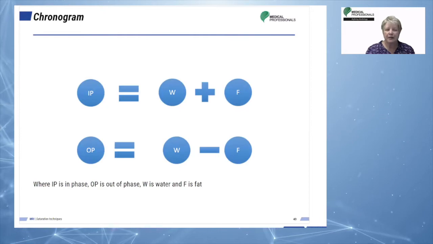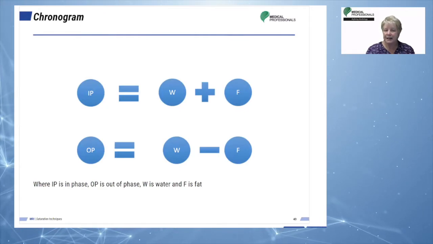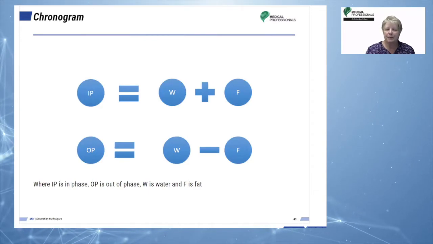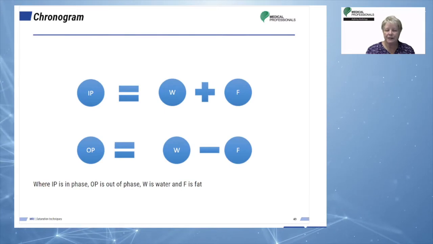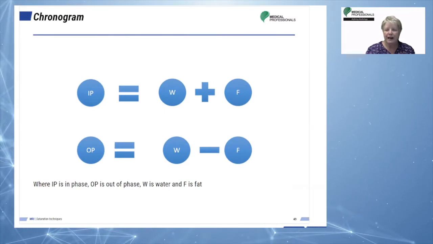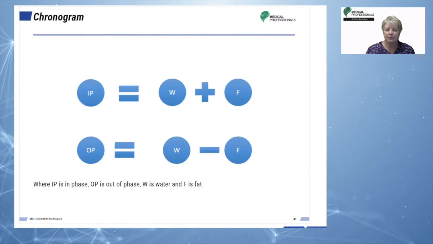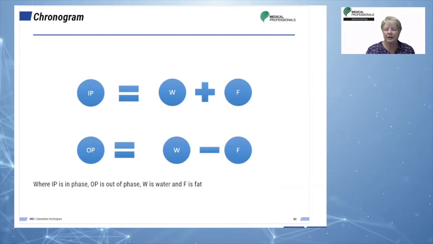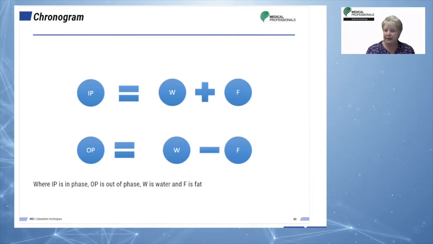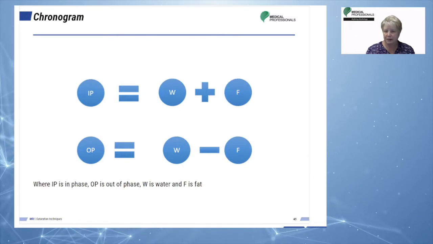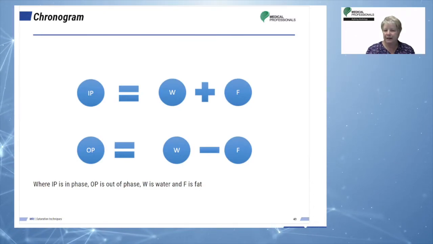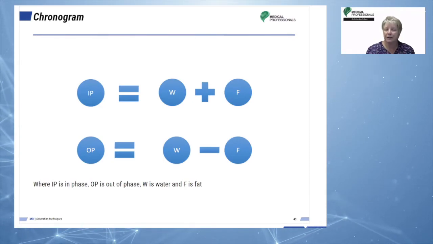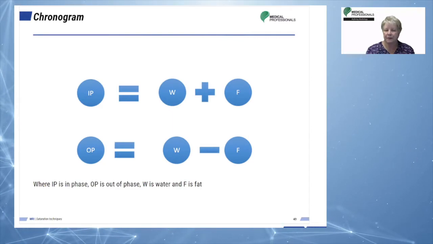The basic idea behind Dixon's technique can be explained very simply on this slide. First, we take the principle of the precession of different tissues at different frequencies and use that principle to record the chemical shift of those tissues differently. On the slide, we let IP represent the signal intensity of pixels from the in phase. So IP stands for in phase image, okay? And then let OP represent that of the out of phase image. So OP equals out of phase.